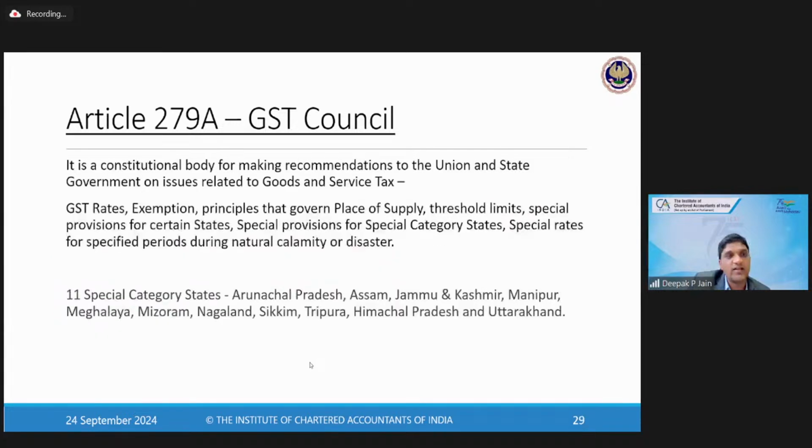GST Council क्या करेगा? It is a constitutional body for making recommendations to the union and state government on issues relating to goods and service tax. On what all matters? GST rates, exemptions, principles that govern place of supply, threshold limits, special provisions for certain states, special provisions for special category states, special rates for specified goods for specified periods, that is during natural calamity and disaster. All of this will be recommended by the GST Council.